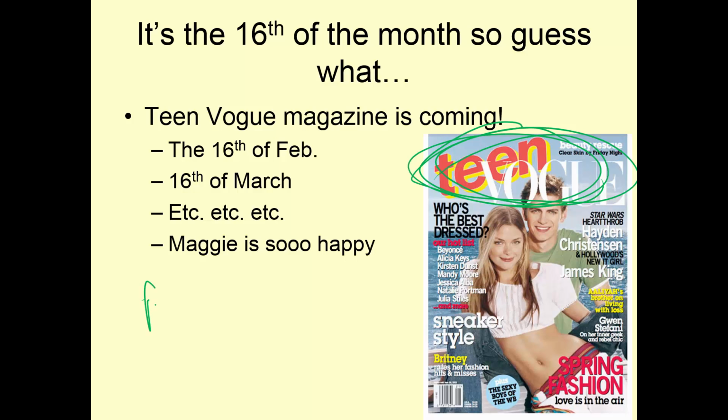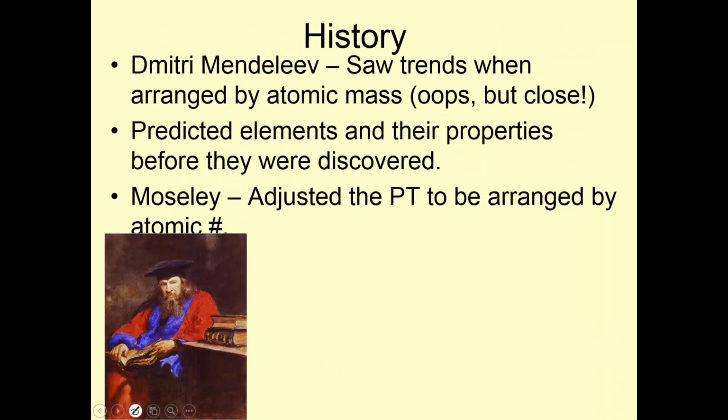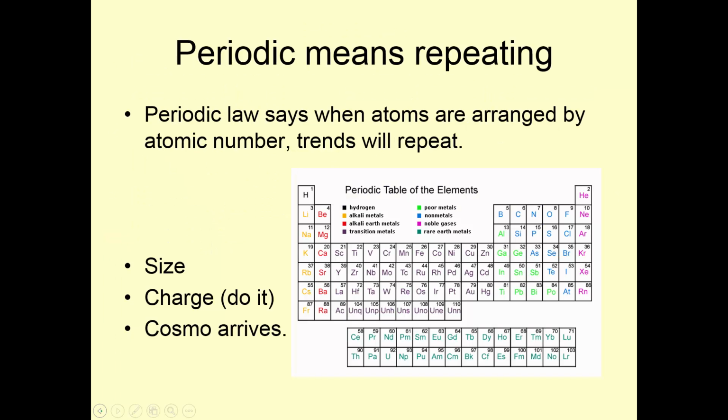The word periodic means repeating. So that means it repeats the 16th of every month. So that's why there's a periodical section in the library. Periodic means repeating. Periodic law says when atoms are arranged by atomic number, trends will repeat. Atomic number, recall, is this.